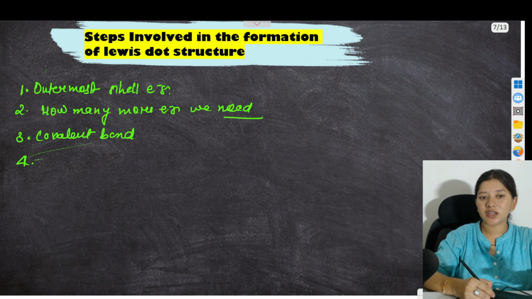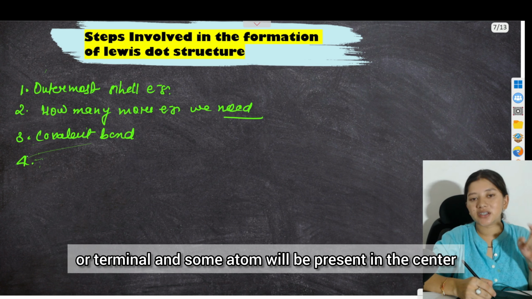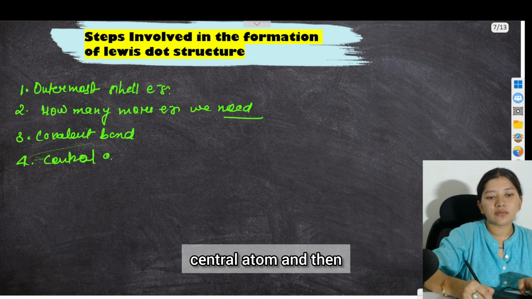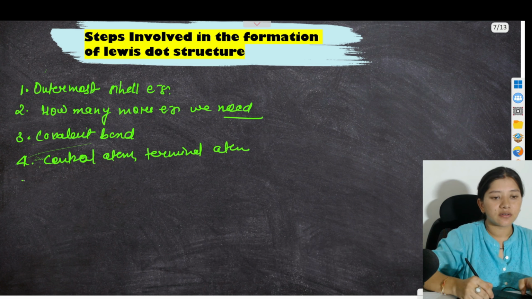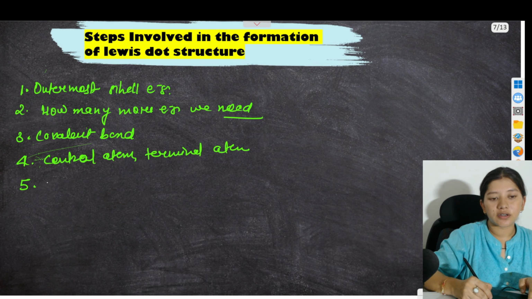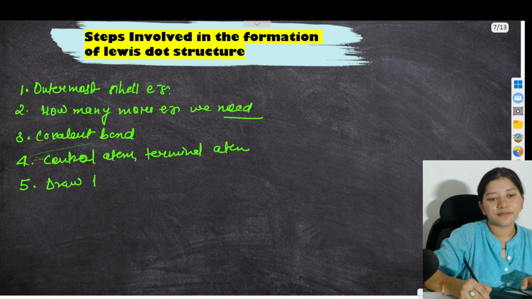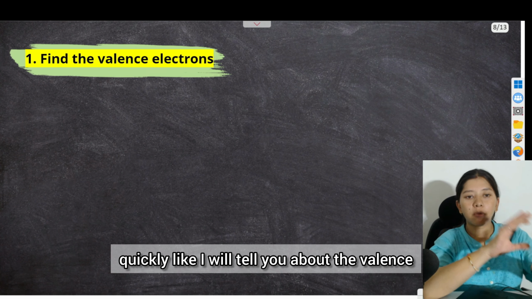To draw the structure, some atoms will be present at the corners or terminal, and some atoms will be present in the center. So we should know which one is the central atom and which one is the terminal one. And last but not least, you need to draw the dots. Okay, so one by one I am moving very quickly. I will tell you about the valence electrons.